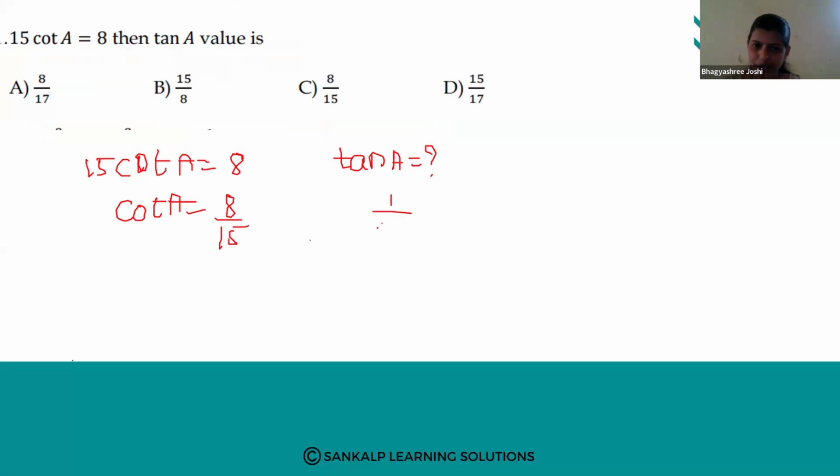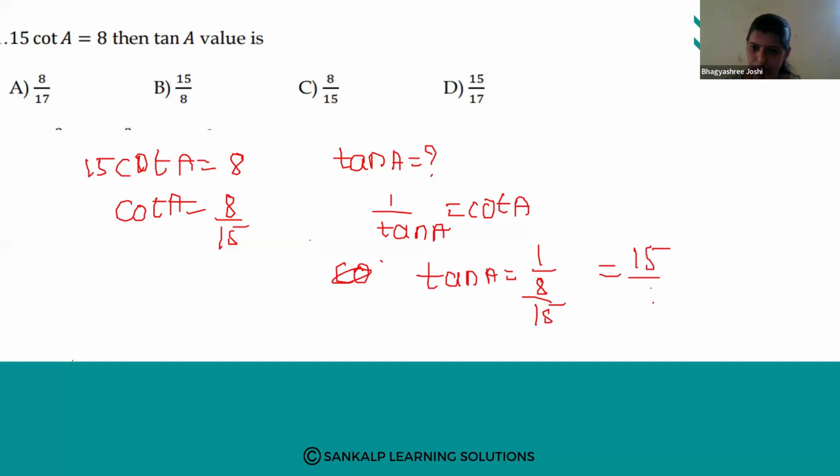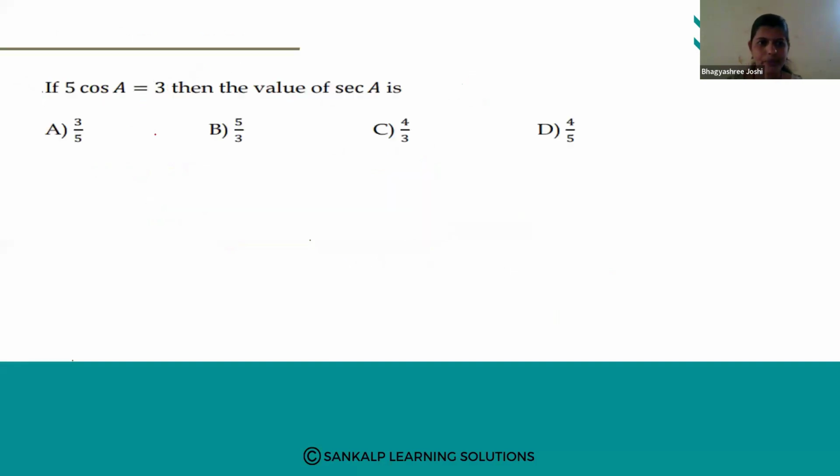So we know 1 divided by tan A is cot A, right? So tan A is equal to 1 divided by 8 divided by 15. Transfer this 15 to this side, it becomes 15 divided by 8. Is it there in the option? Yes, 15 divided by 8 is the right answer.